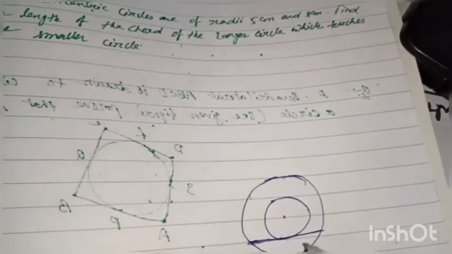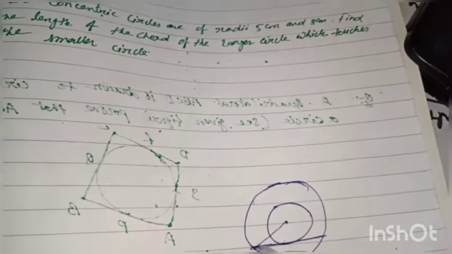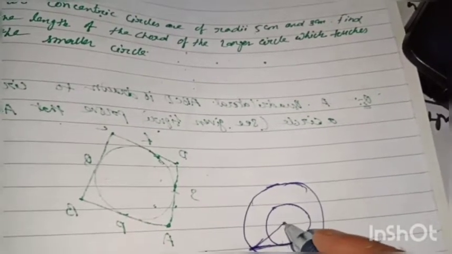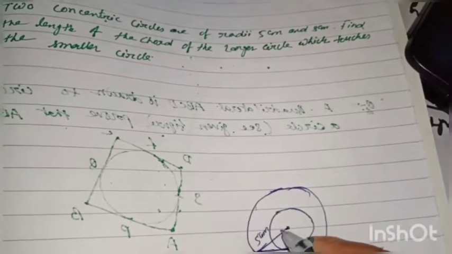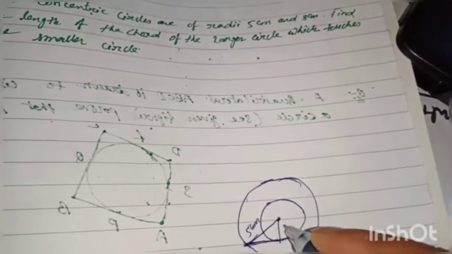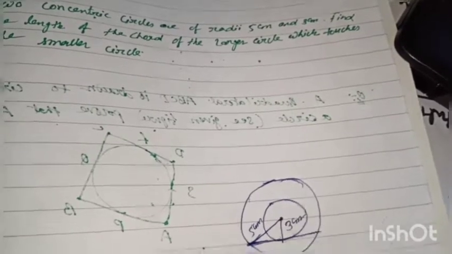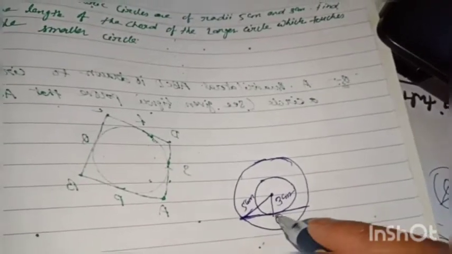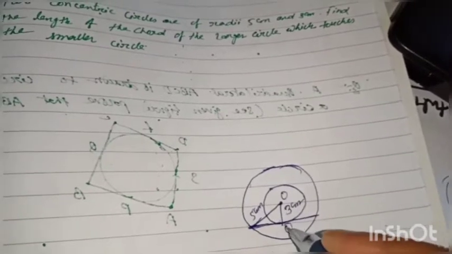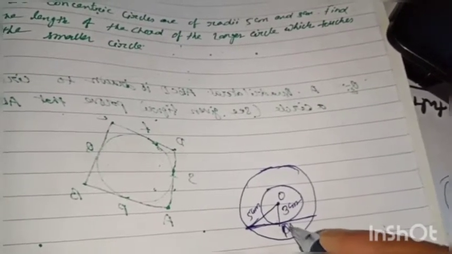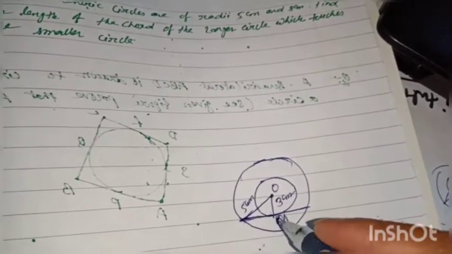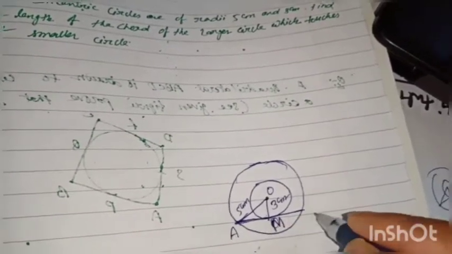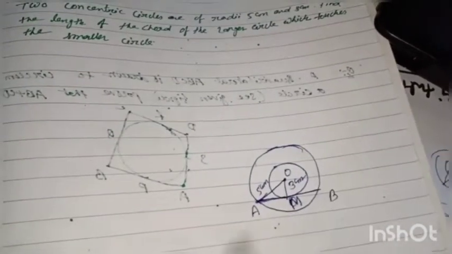Now this is the radius of the larger circle. How much? 5 cm. And this one is the radius of the smaller circle. How much? 3 cm. So this is O. Sorry, this is O, this is M. You can take any letter you want here. And this one A, B. So try to understand what we need to find out. Find the length of the chord. So we need to find the length of AB.